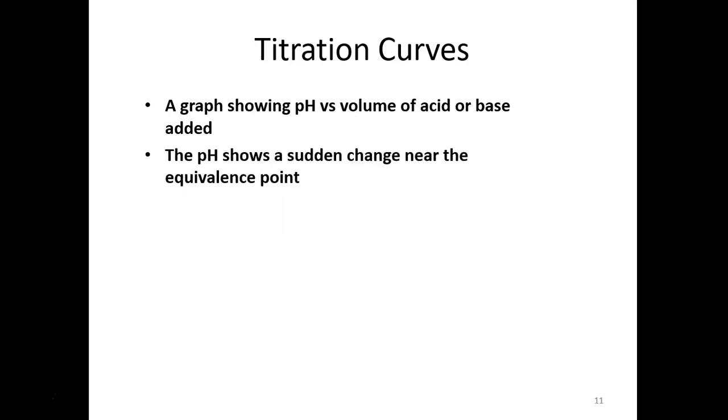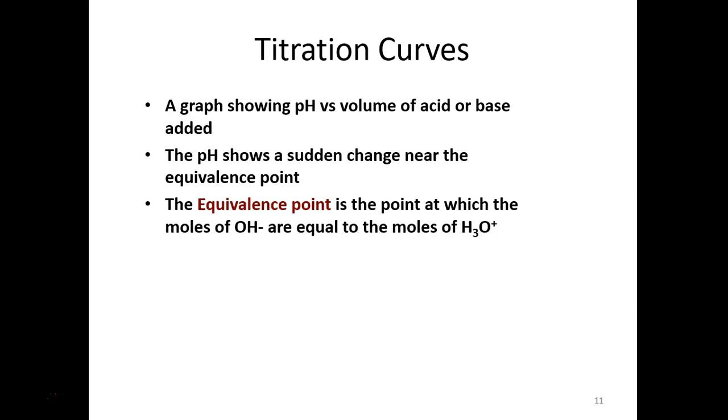All right, so let's talk about titration curves. A titration curve is just a graph that shows the pH versus the volume of acid or base added. Whether we use acid or base will depend on what was in the burette and what was in the Erlenmeyer flask. Now, one thing that you'll notice as we look at these is the pH shows a really sudden, sharp change near the equivalence point. The equivalence point is where the moles of hydroxide are equal to the moles of the hydronium ion. So acid and base are equal.